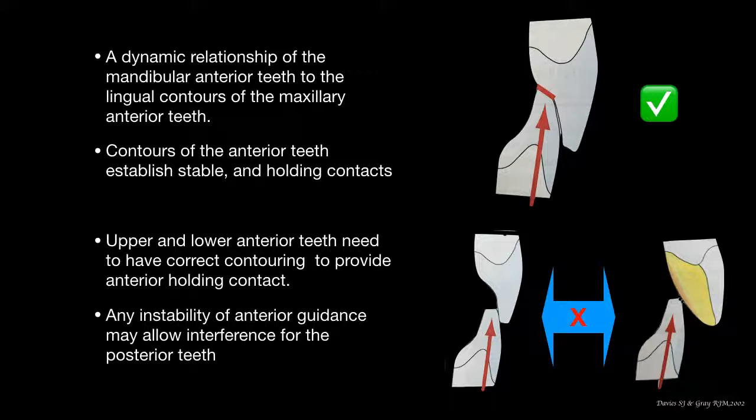Furthermore, the contours of upper and lower anterior teeth establish stable and holding contacts. Both upper and lower anterior teeth need to have correct contouring to provide anterior holding contact. This is very important as any instability of anterior guidance may allow interference for the posterior teeth.